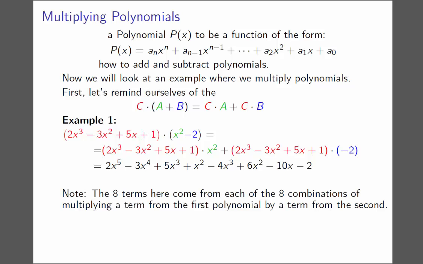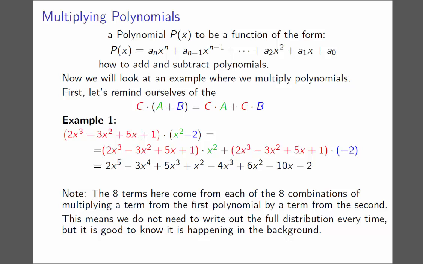Note that the 8 terms here come from each of the 8 combinations of multiplying a term from the first polynomial by a term from the second polynomial. This means that we do not need to write out the full distribution every time, but it's good to know that it is happening in the background. And we can simplify this big polynomial by adding the like terms.